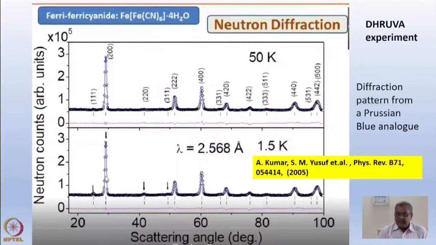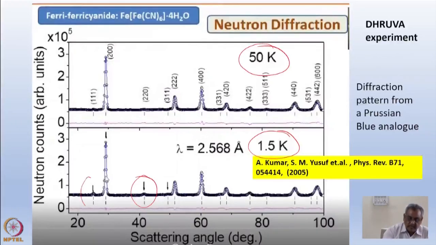Now, as I told you earlier, when discussing the tutorial, here the data is taken at 50 K, above the ordering temperature, and then below the ordering temperature at 1.5 K. Interestingly, you see the intensities appearing in these places. So this is a diffraction pattern which immediately tells you that certainly it is not just a ferromagnetic material, because in the case of a ferromagnetic material, the intensities only boost the already existing Bragg peaks, but you have got extra peaks here. And this has been fitted using the FullProf Suite by the authors.